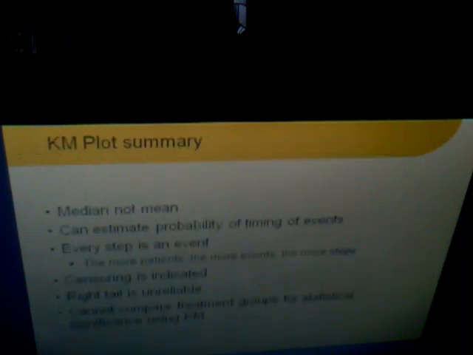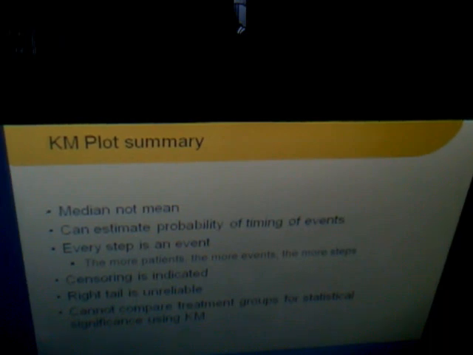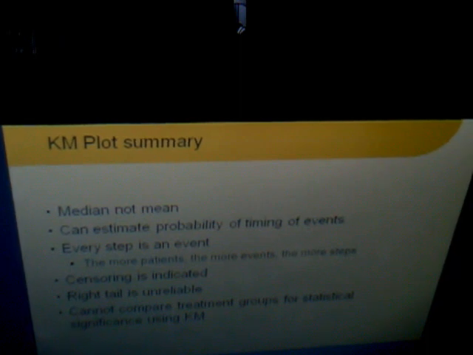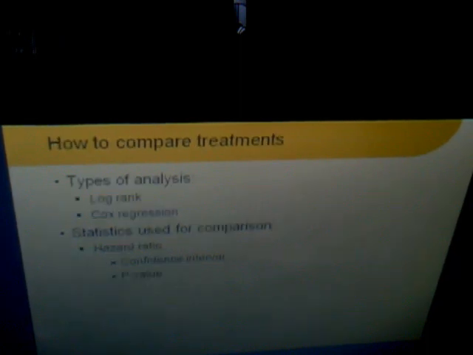We can estimate a probability of timing of the events. Every step is an event. We have to think about censoring. The right tail is volatile and unreliable. And notice that we cannot compare treatment groups for statistical significance using a Kaplan-Meier. There are no p-values or confidence intervals that are calculated from a Kaplan-Meier plot. It's purely descriptive.